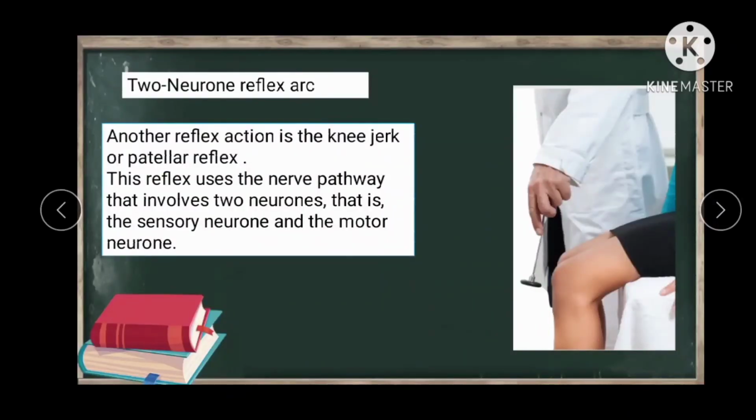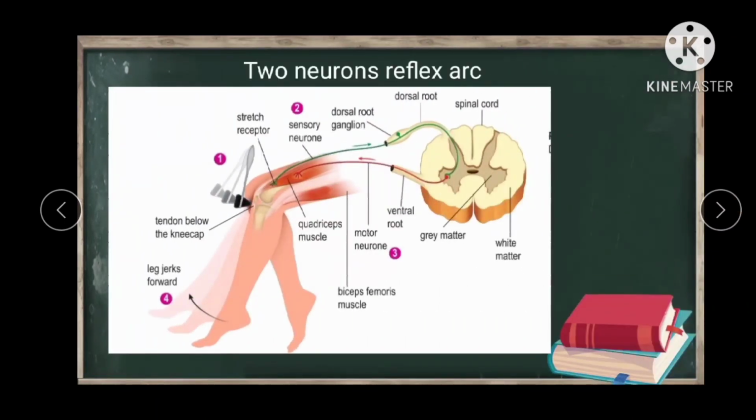Two-neuron reflex arc. Another reflex action is the knee-jerk or patellar reflex. This reflex uses a nerve pathway that involves two neurons, that is the sensory neuron and the motor neuron. This is the sensory neuron over here, and the motor neuron is over here.